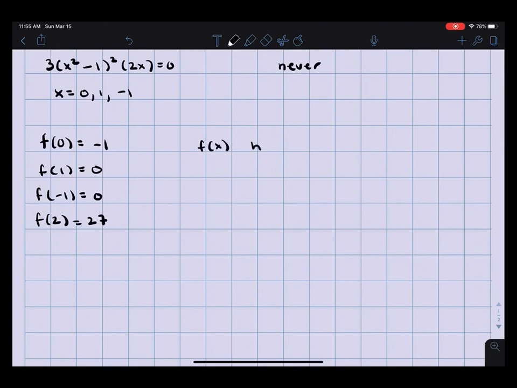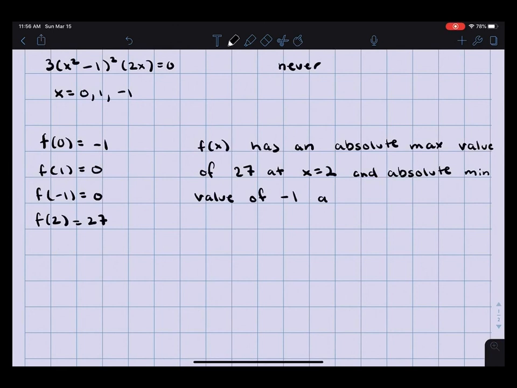We see that the largest output is 27 and the smallest is -1. Thus, we know f has an absolute max at 2 and its absolute maximum value is 27. Similarly, it has an absolute min at 0 and its absolute minimum value is -1.